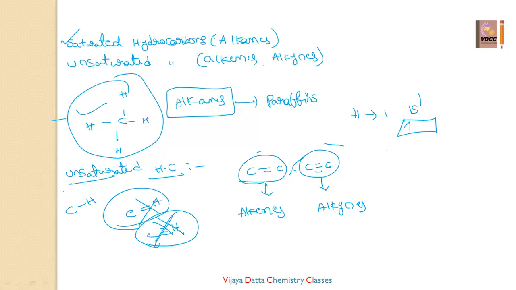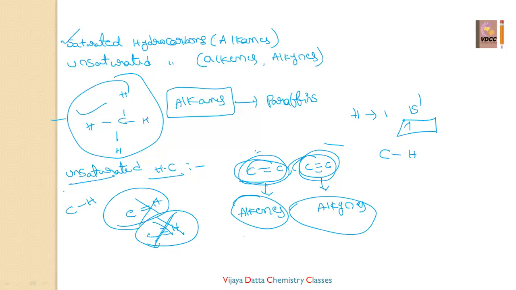That's why carbon and hydrogen always exist with a single bond only. No double bond or triple bond between carbon and hydrogen. Carbon-carbon double bonds and carbon-carbon triple bonds can exist, because carbon is tetravalent in nature. It can form single bonds, double bonds and triple bonds. These two are called alkenes and alkynes. These are said to be unsaturated hydrocarbons.